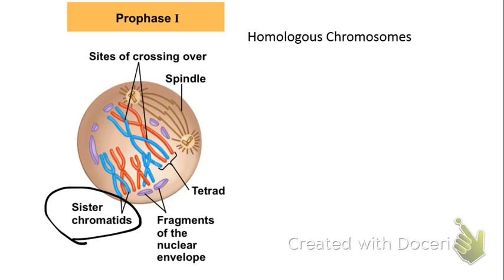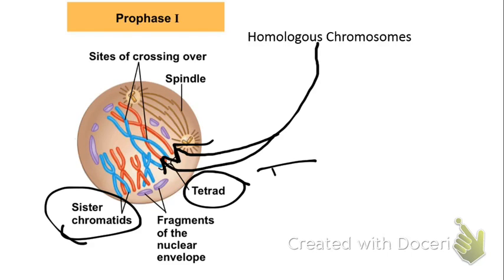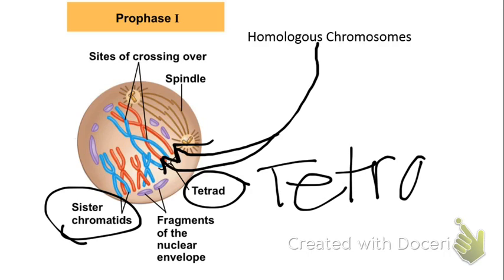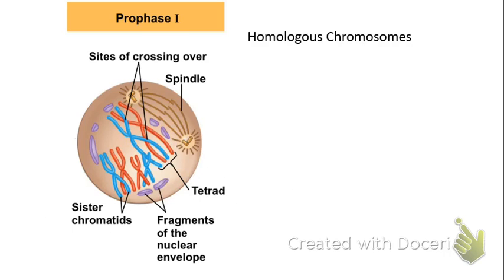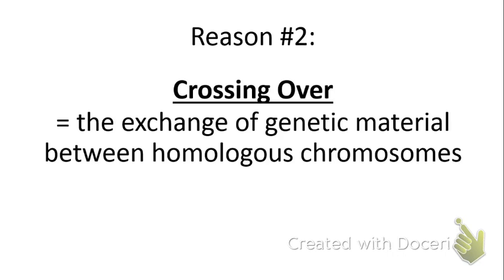Okay, sorry. Sister chromatids pair up with homologous chromosomes, so this one and this one are homologous to each other, right? And then together they form a tetrad. That's a tetrad. So 4 chromatids together, 2 sister chromatid pairs together, make a tetrad. And by these tetrads being next to each other, they're able to perform this thing called crossing over. Crossing over is a process where there's exchange of genetic material between homologous chromosomes.